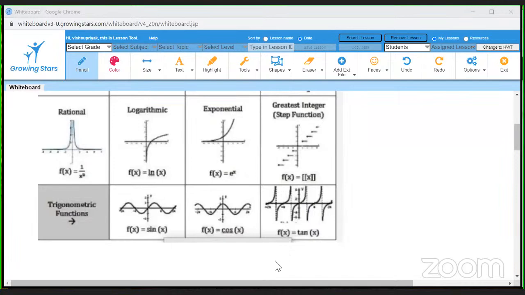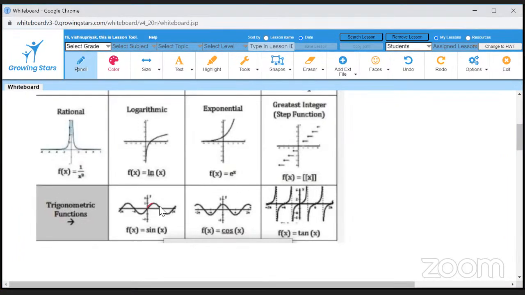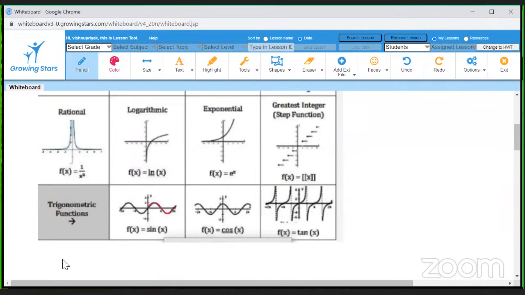These are the graphs which you have to see. Sin x graph. I remember the sin x graph, so I have drawn it like this in one of the questions. So learn these graphs by heart, it will make the sums easy.